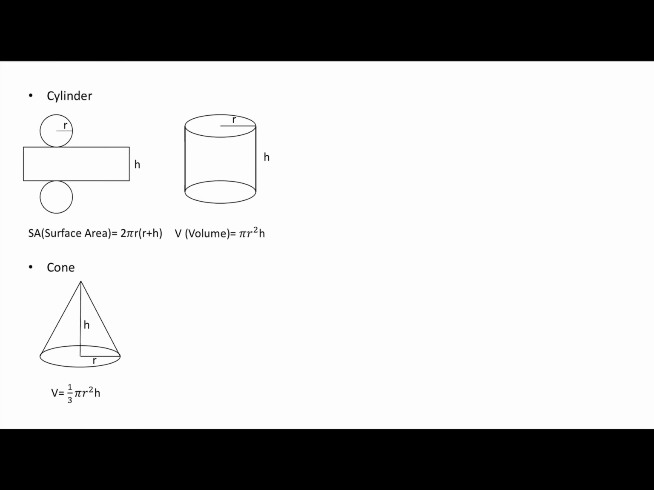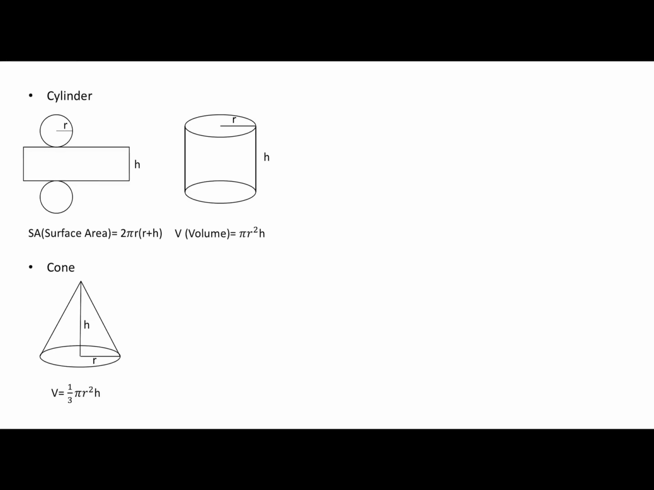So you can say that it's 2 pi r times (r plus h), because 2 circles are pi r squared and there are 2 of them, so they're 2 pi r squared, and the rectangle is just 2 pi r times h, because the circumference is 2 pi r. So your base will be 2 pi r and height will be just h. So the surface area is 2 pi r squared plus 2 pi r h. And then the volume is pi r squared times h, which is the area of a circle times the height.